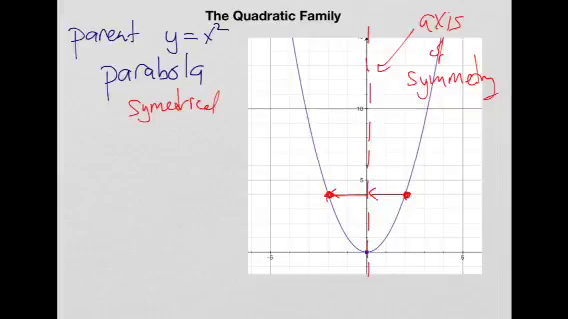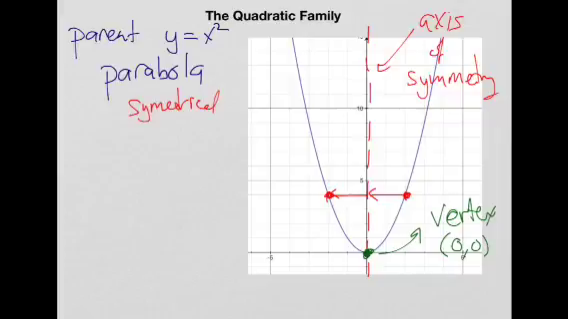Another key aspect of this graph is where the axis of symmetry intersects the curve. That's where it turns around. The graph is coming down, this is the lowest point, and it's where it turns and goes back up again. So this point, where it crosses the axis of symmetry, is what we call the vertex. In the parent, the vertex is the point (0, 0).